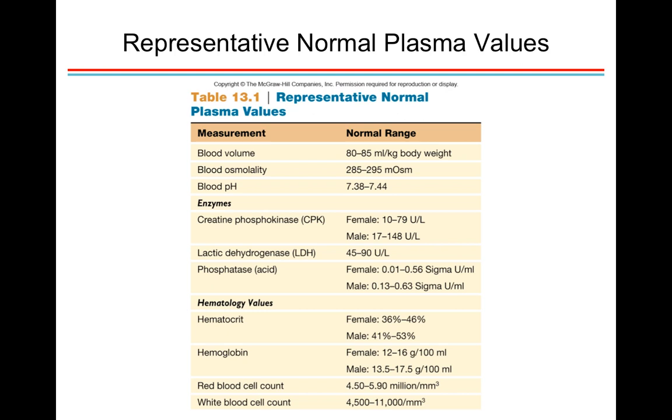Lactate dehydrogenase is an enzyme that we know can form lactic acid from pyruvate, right? That can also be found in blood. We also have phosphatase in our blood, which can be involved in breaking down proteins.